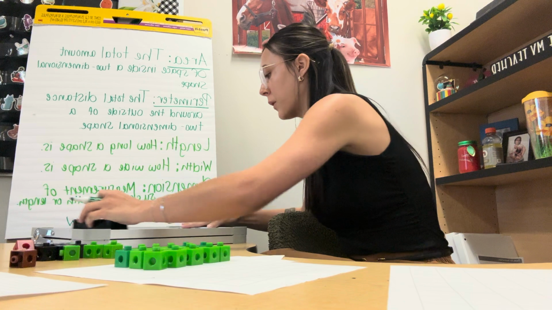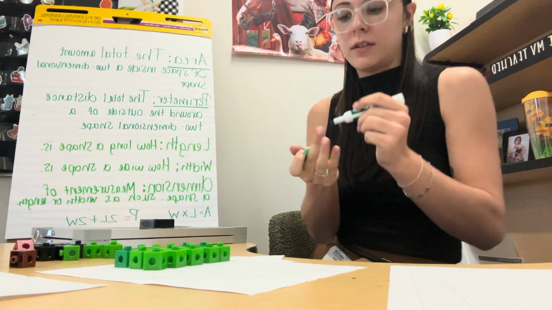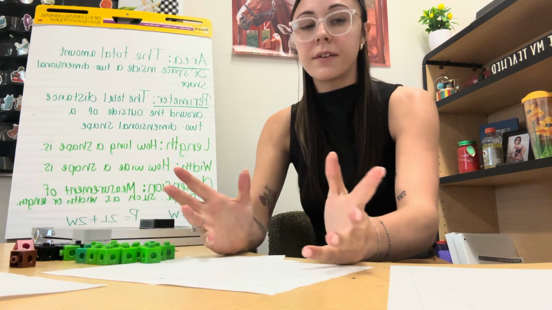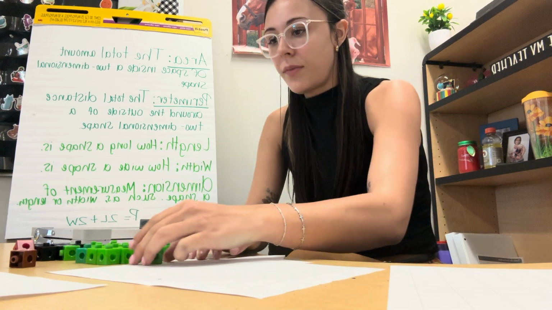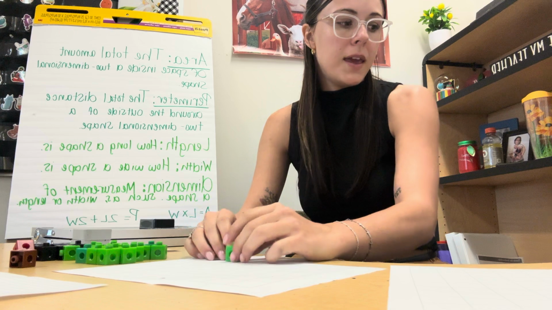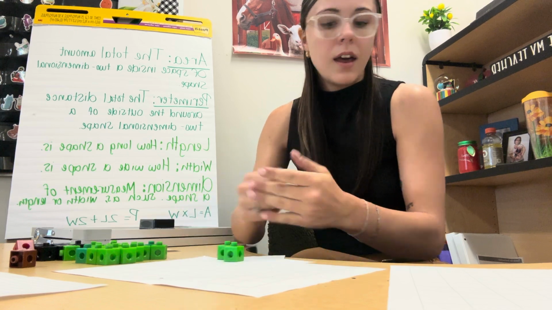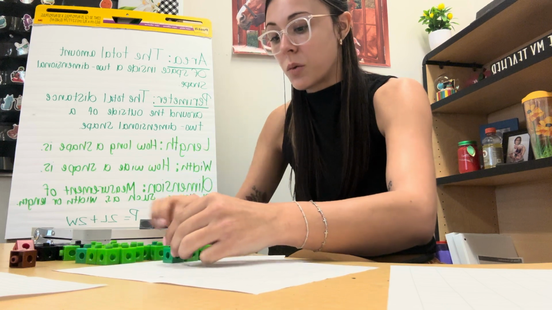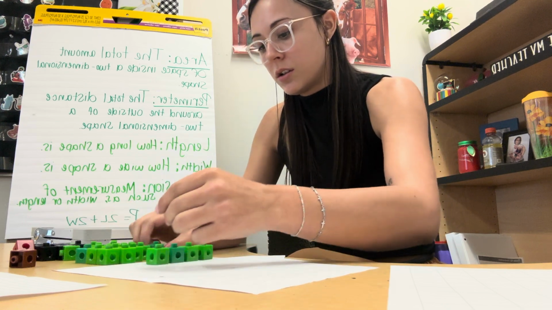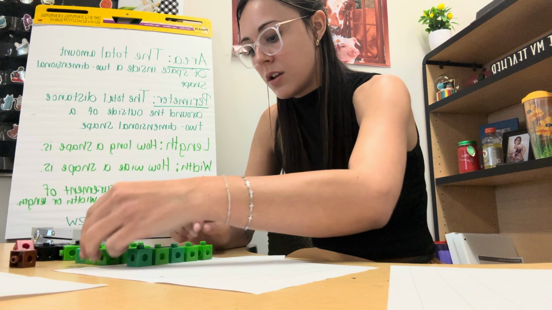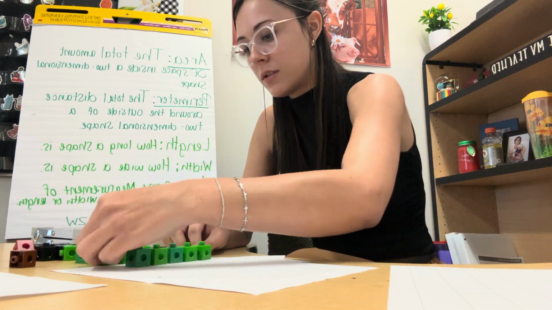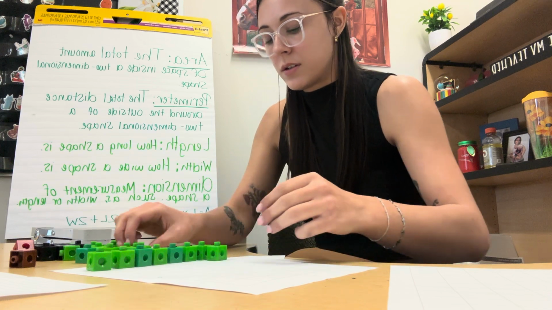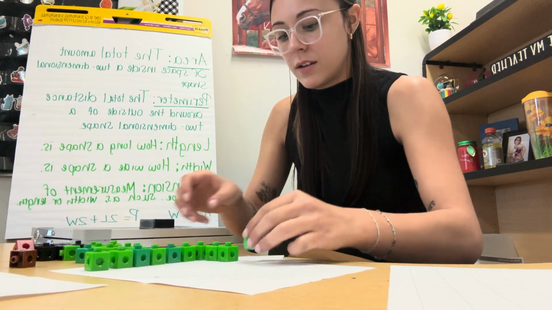All right, so now we're going to move on to perimeter, and we're going to incorporate our connecting block manipulatives for perimeter. So let's start with making a rectangle that is 3 squares wide and 7 squares long. One, two, three.